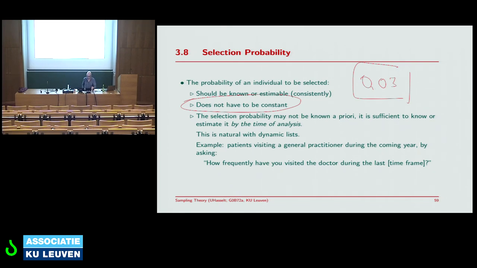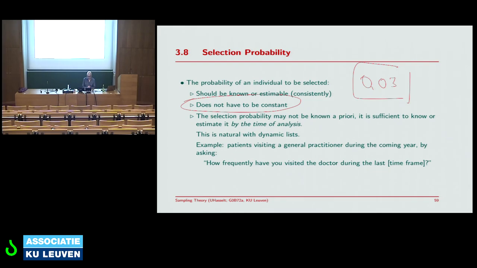The selection probability does not need to be constant. It may be known a priori. You may estimate it at the time of analysis, and the number may vary from contingent to contingent, for example, from stratum to stratum, or it may vary from individual to individual even. Especially with dynamic lists, this is something you would expect.